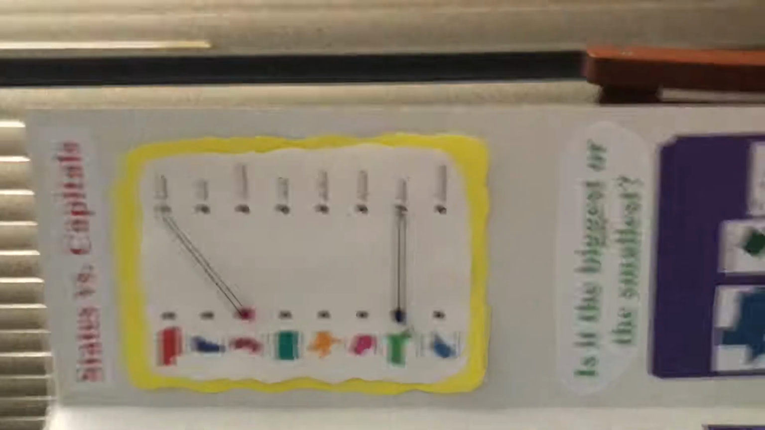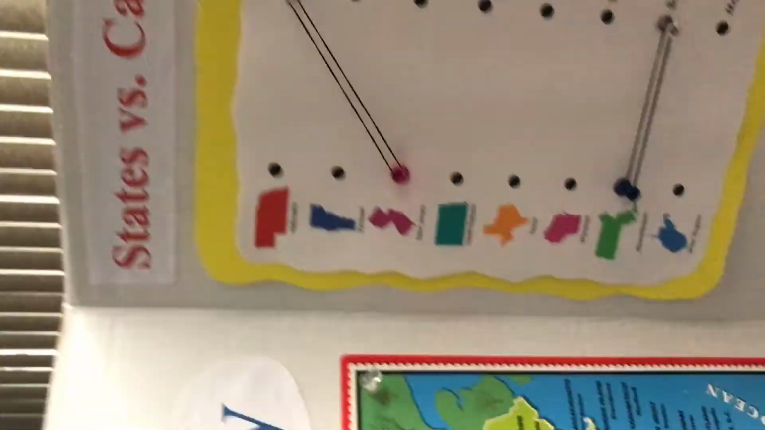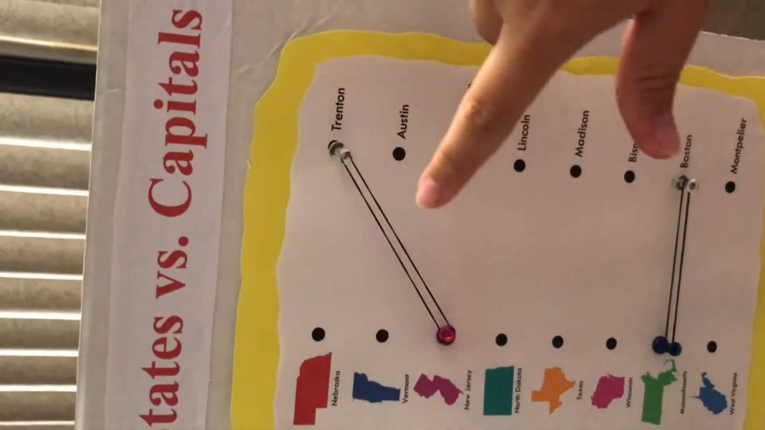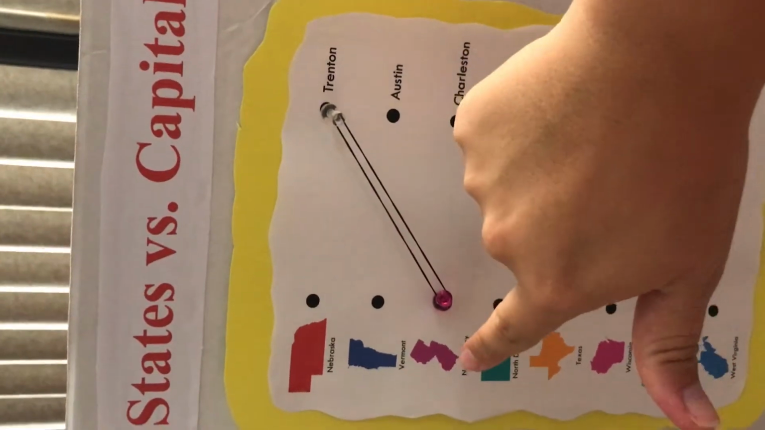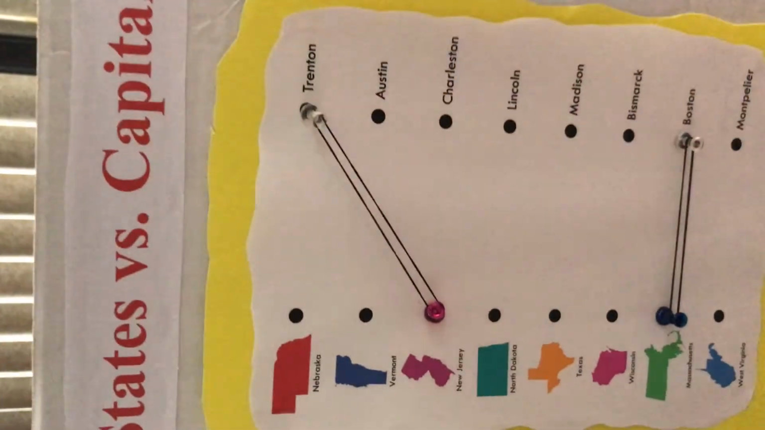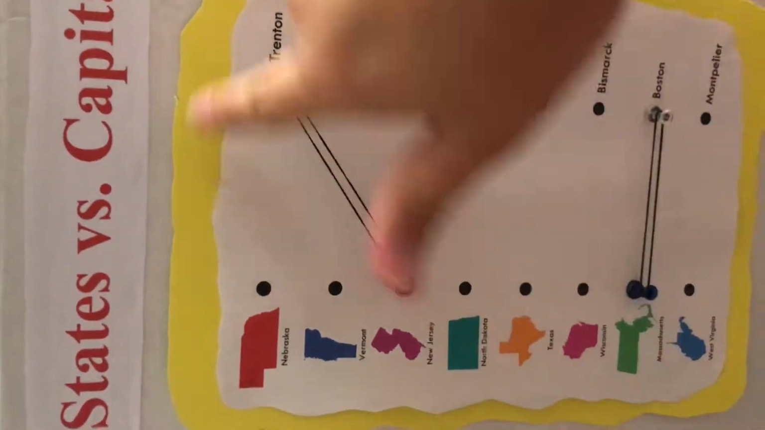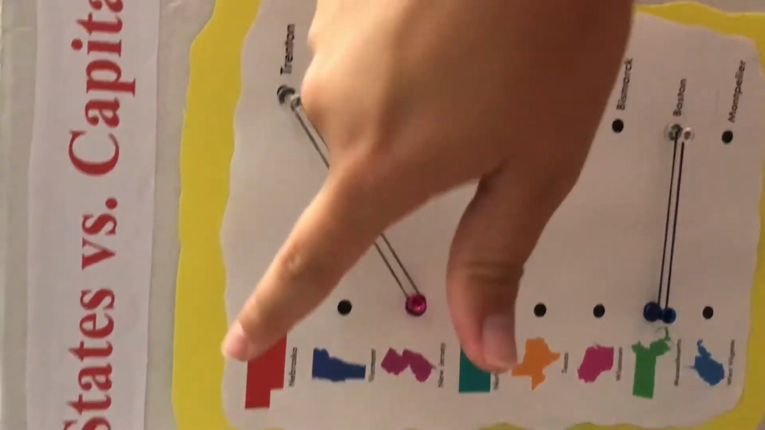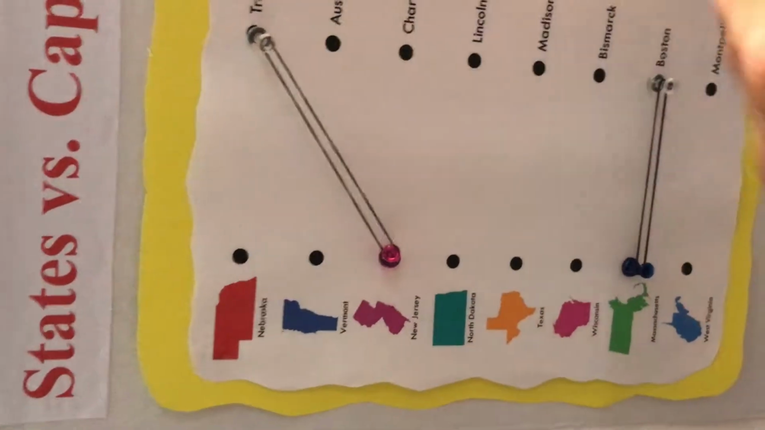I'm going to move on over here to States versus Capitals. This is very simple and I think pretty fun. It is a pegboard, and students are going to match the state with the capital. Very simple. It's scattered around. This is all the capitals on this side. This is all the states on this side.